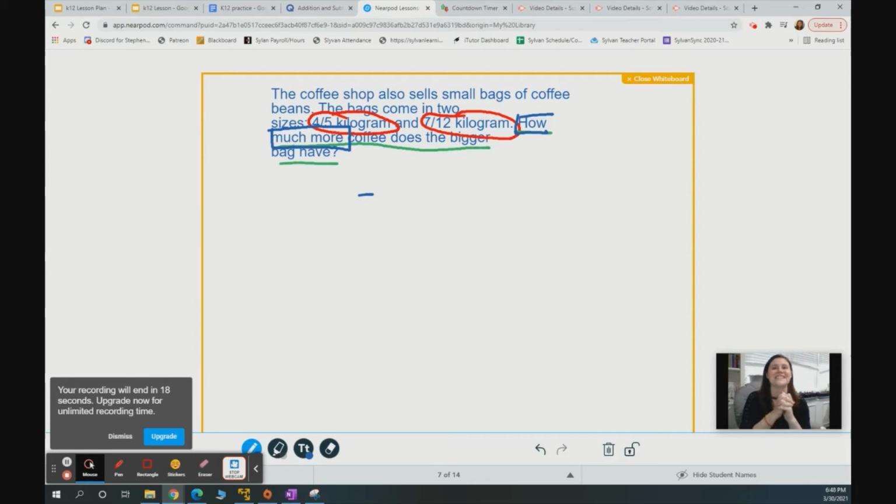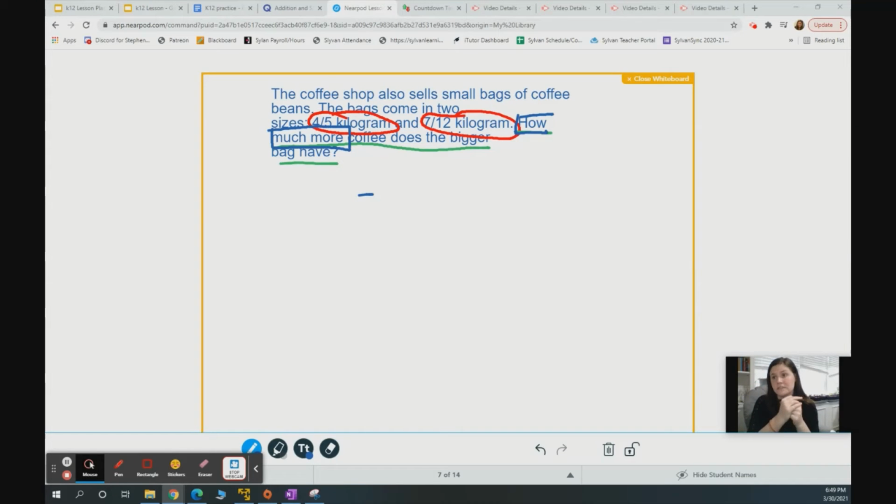It says the coffee shop sells small bags of coffee beans. The bags come in two sizes, 4/5 and 7/12. Do I currently know which one of those bags is bigger? No, I don't know just off the top of my head. Since the problem doesn't tell me which is bigger, the first thing I have to do is find the common denominator and convert them to fractions with the same denominator, so then I can really compare them.